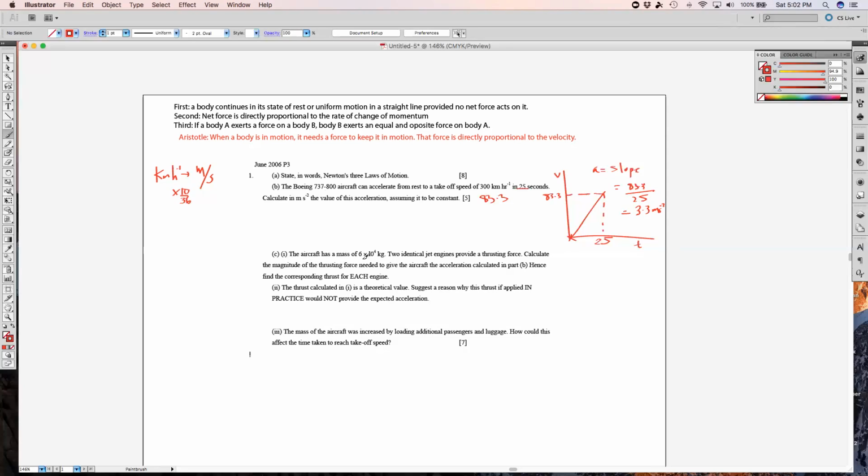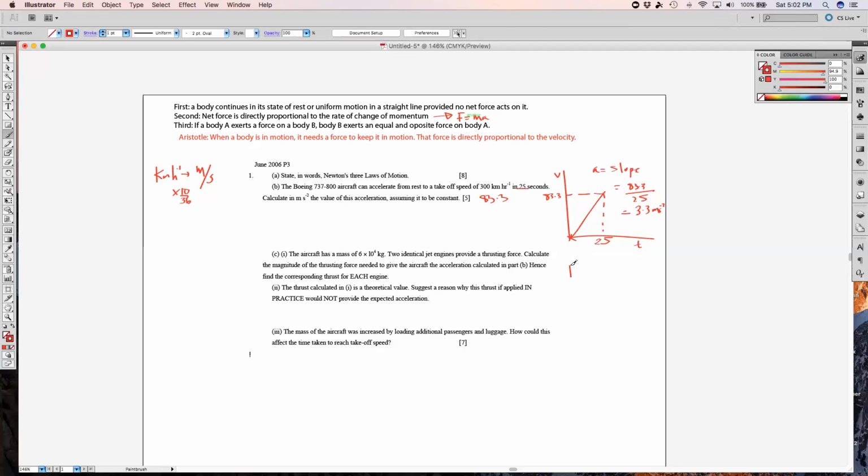Continuing, the aircraft has a mass of this. Although this is a statement of Newton's second law, it can be reduced to F equals ma. But that's not the law, as I keep telling you. This is just how you can take the statement and convert it to F equals ma. Two identical engines provide a thrusting force. Calculate the magnitude of the thrusting force needed to give the aircraft the acceleration.